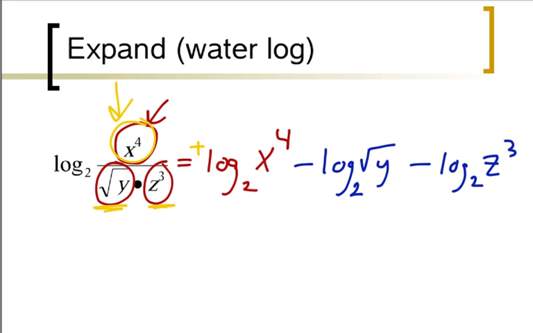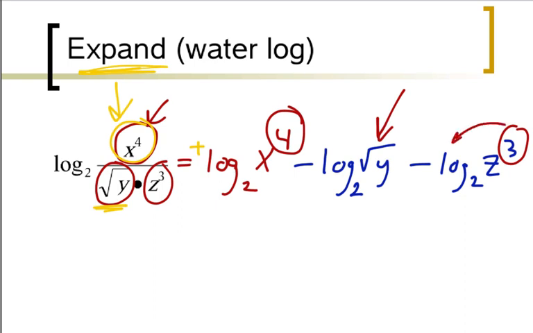Alright. Now this problem is not completely done. We have to take all exponents, and to fully expand them, we have to take our exponents and move them out in front. So I've got an exponent here. The root is actually an exponent, and this 3 also needs to get moved out in front. So each one of these exponents needs to get moved out in front.